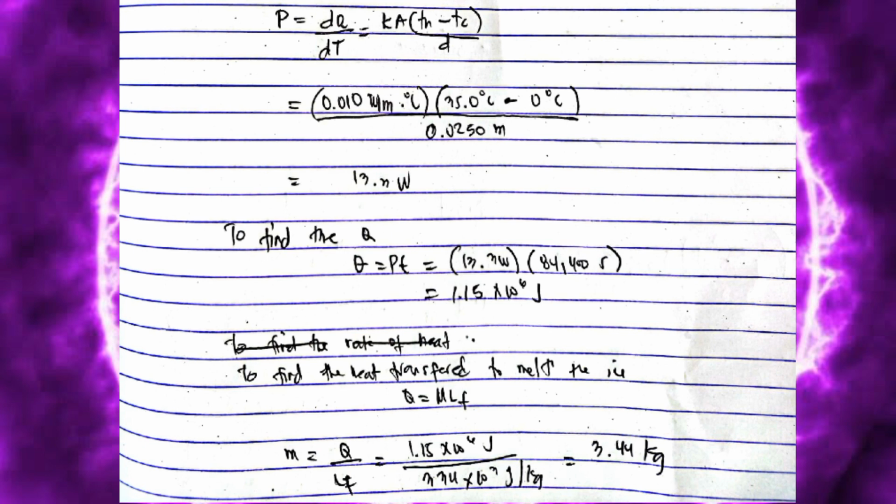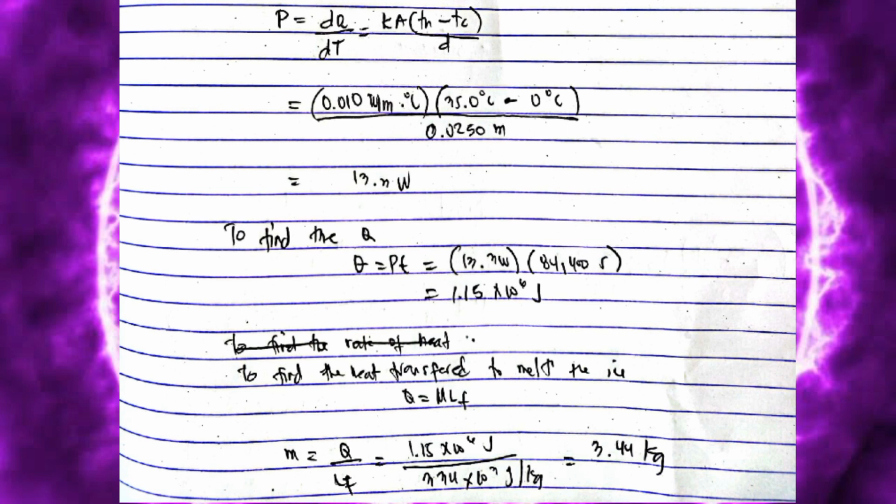To find the Q, we use the equation Q is equal to power rate times time. So we all know that our power rate is 13.3 watts times our time here is 1 day, or 84,400 seconds. So we get 1.15 times 10 raised to the power of 6 joules.